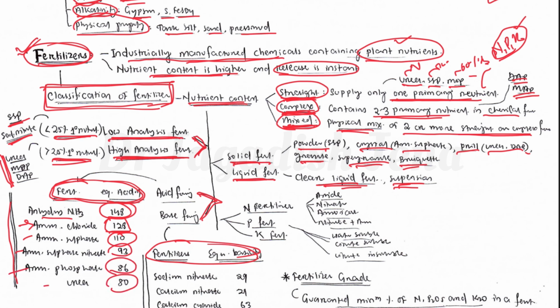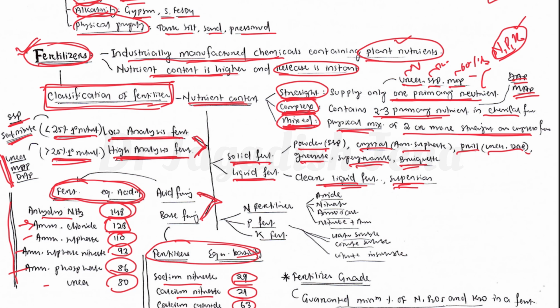Now like acid forming fertilizers, some fertilizers release basic residue. So what are those? Like sodium nitrate, equivalent basicity is 29, calcium nitrate 21, calcium cyanide 63, dicalcium phosphate 25. So the higher the equivalent basicity, the more basic residue it leaves in the soil, right?